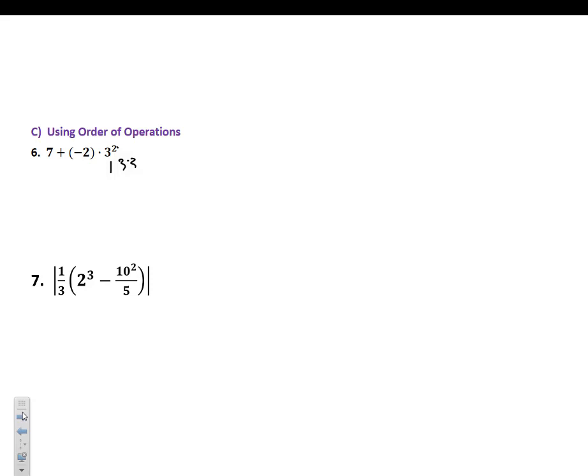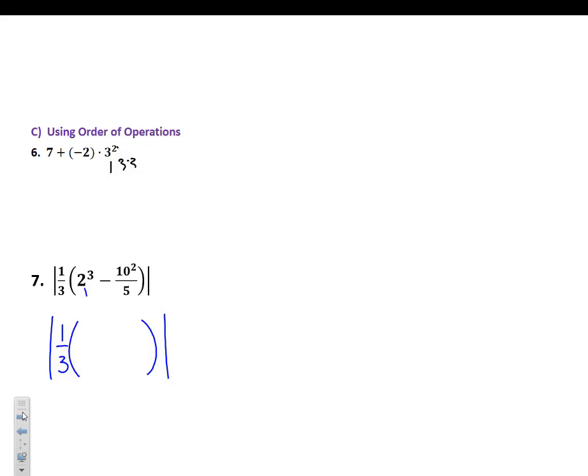So the first thing I'm going to do is go inside the grouping symbols of the absolute value. It says I have to do everything inside that first before I can do the absolute value. And inside that absolute value, there's another grouping symbol. And inside that is 2 cubed minus 10 squared over 5. So we're going to do a couple things at the same time. I'm going to bring down my absolute value bars and 1/3. And I'm going to bring down my parentheses, and I'm going to bring down my other absolute value.